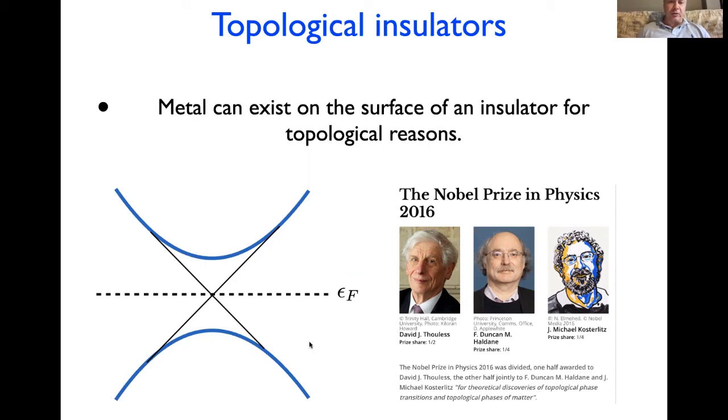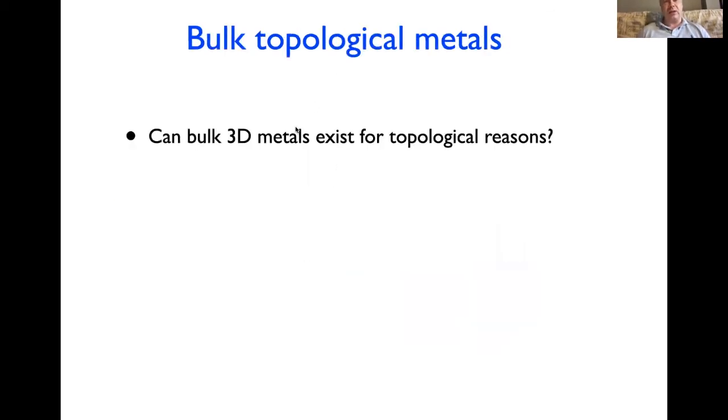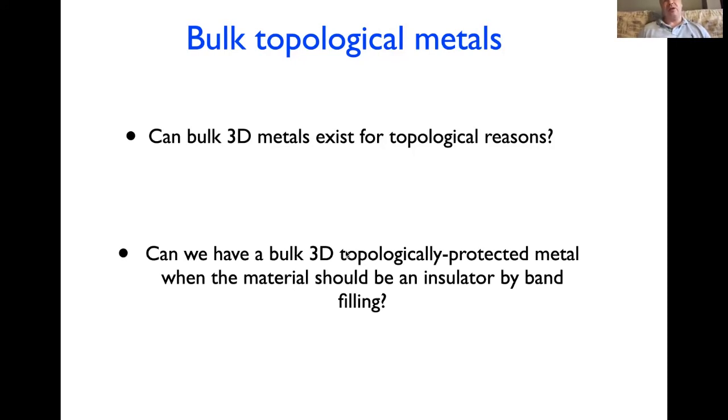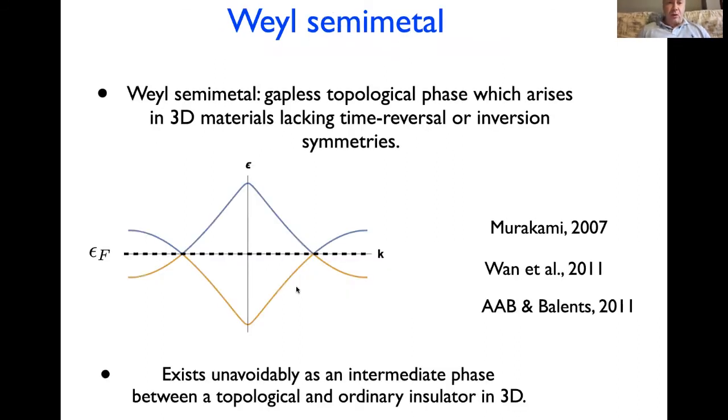And so a natural question that follows from this is the following, and this has really been answered in the last decade and the last few years. Can bulk three-dimensional metals exist for topological reasons? Or in other words, can I have a bulk three-dimensional topologically protected metal when the material should be an insulator by band filling, namely when the filling of electrons per unit cell is an even integer? Okay. And so we know now that the answer is yes, and there are several different classes of such topological semimetals or topological metals that exist. So in this talk, I will focus on the one that was originally discovered and the one that's perhaps the most interesting and the most important, namely Weyl semimetal.